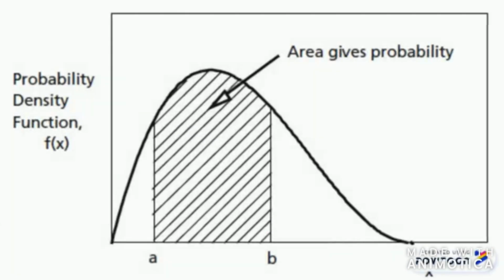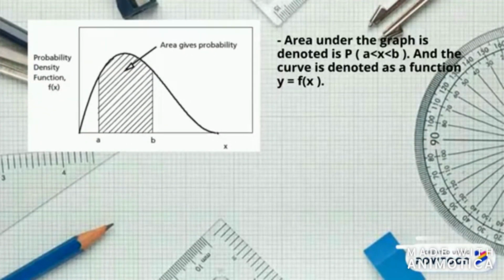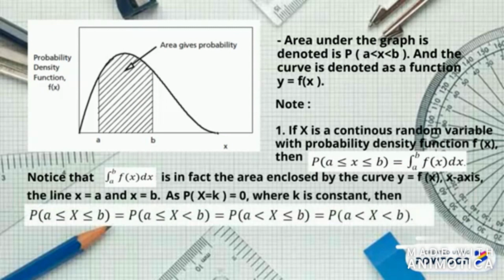This graph indicates the area that gives probability within the range of a and b. The area under the graph is denoted as P(a < X < b), and the curve is denoted as the function y = f(x).